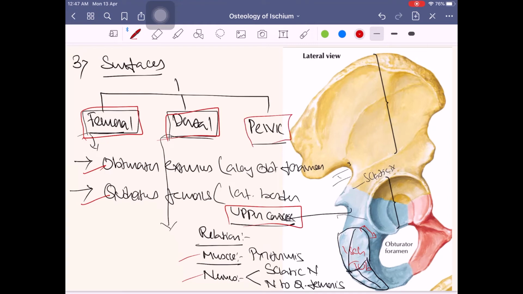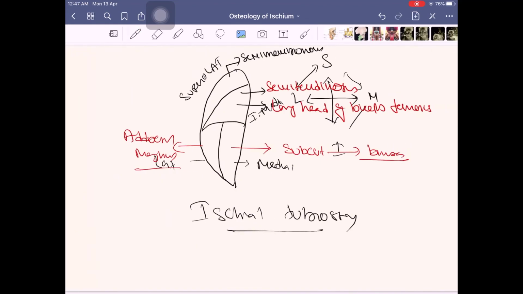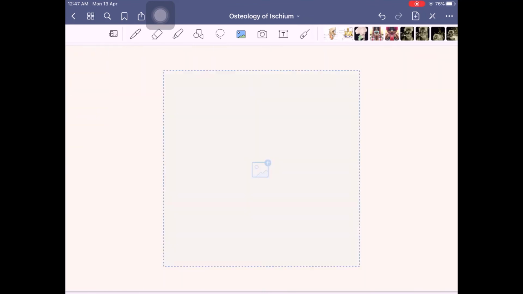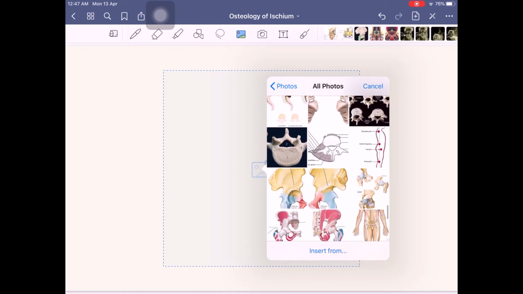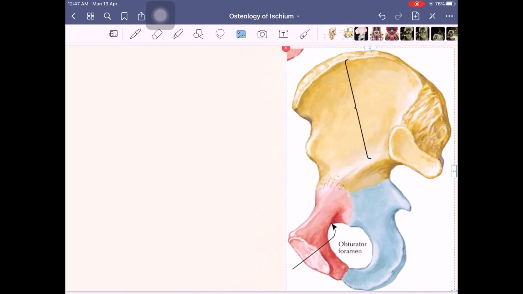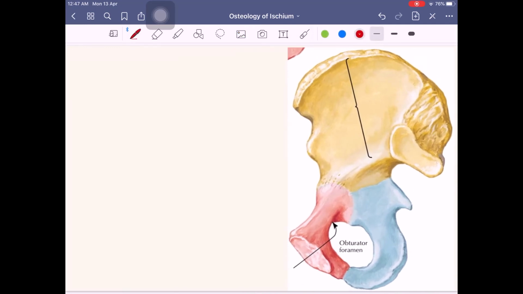Now the last surface is your pelvic surface. So what is the pelvic surface related to? Pelvic surface is very simple. There's nothing much. So for that I have to take another figure. Let me go to the next image, next page also, because it became already crowded. So this is our next image we have. There's a pelvic surface here.